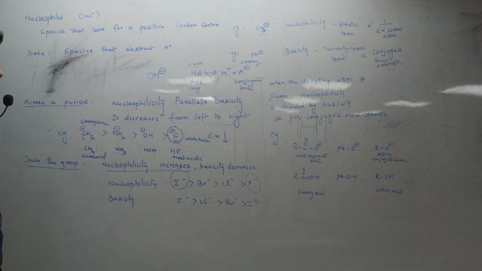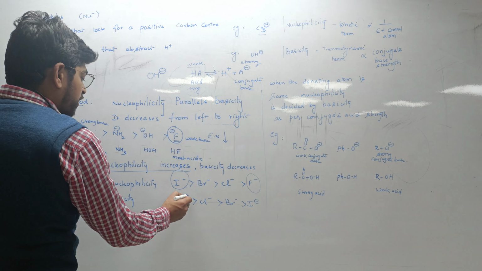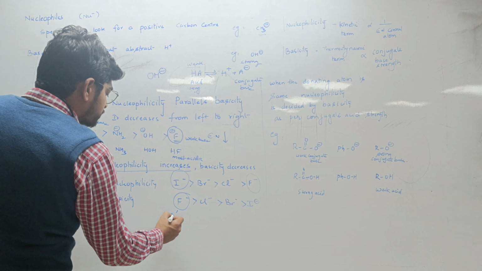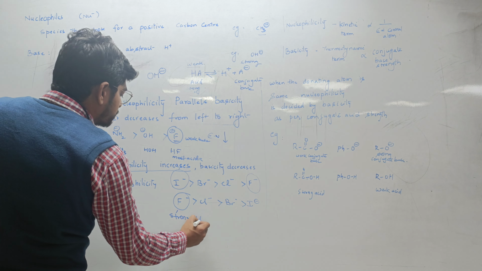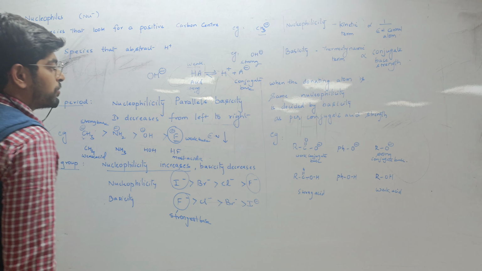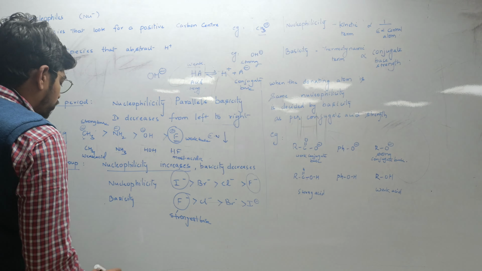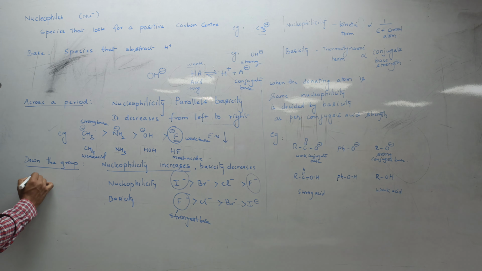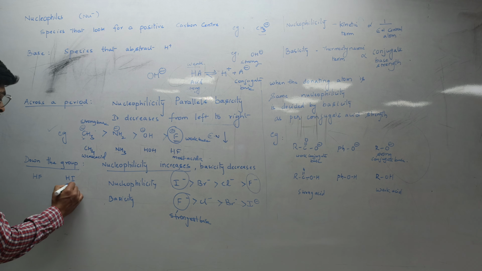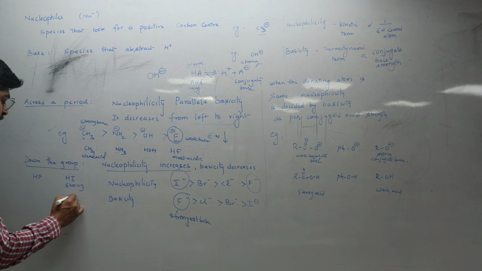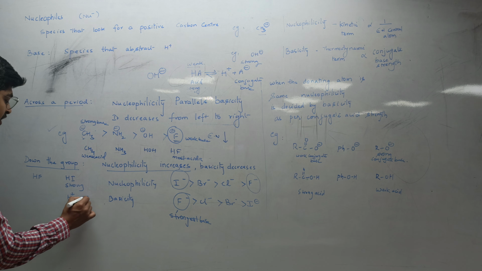What is the basicity order? Basicity order, F minus is the strongest base. How do you decide about them? So you have to write from their conjugate acids. If you look at HF and HI, HI is a strong acid. Why? It can dissociate more easily to H plus and I minus.